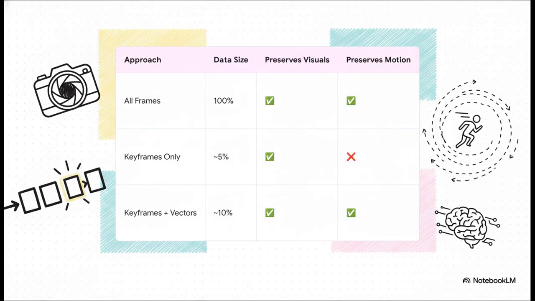This approach really is the sweet spot. Using just keyframes saves a ton of data, but you lose all the information about motion. Using all the frames preserves everything, sure, but it's a massive amount of data. Combining keyframes with motion vectors, though, that's the genius move. You dramatically cut the data size while preserving both the critical visual context and the essential motion information.